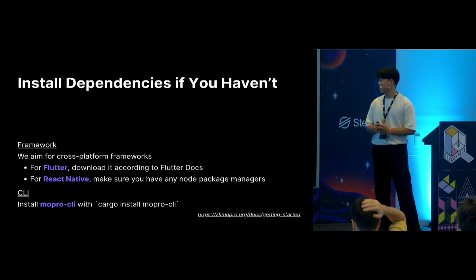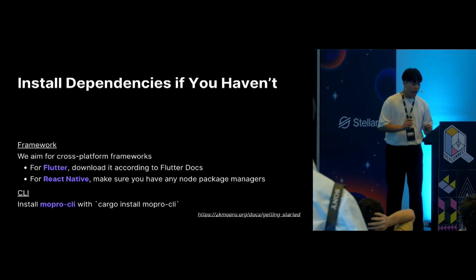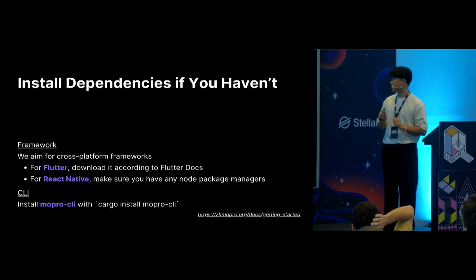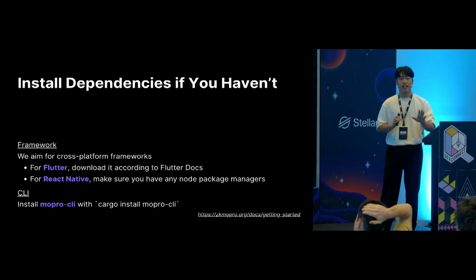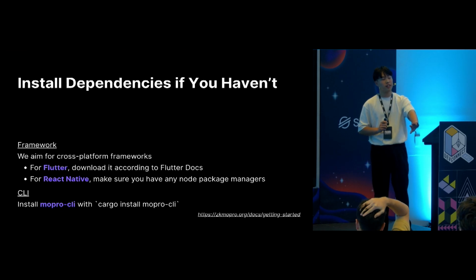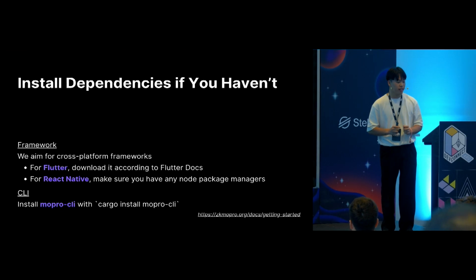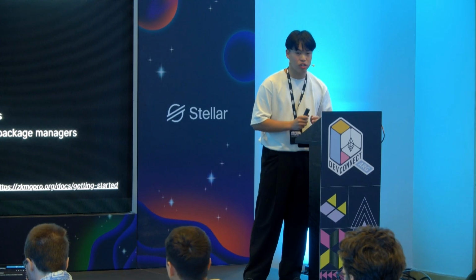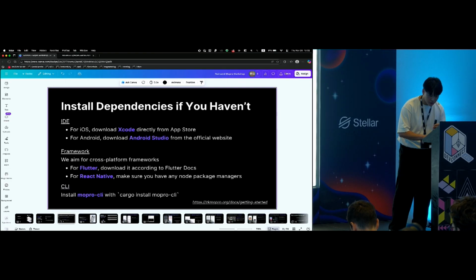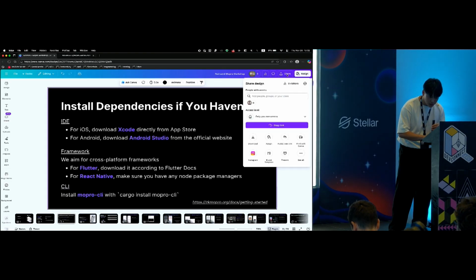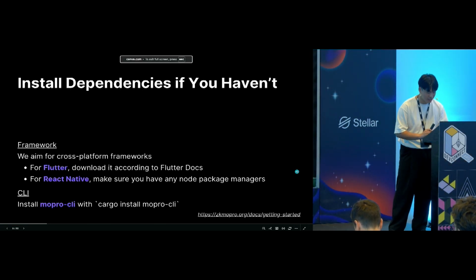If you haven't installed the dependencies yet, these are the things you want to install. I think the first column is kind of missing. If you are using Android, you can download Android Studio directly from their official website. If you are using iOS, you can download Xcode, which is on the App Store, so you can directly get it. Not sure why it's disappeared.